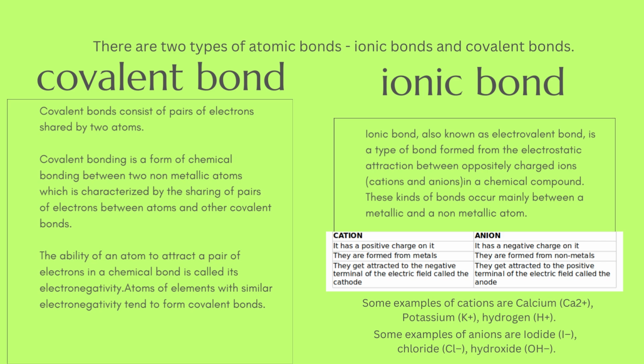Cation, it has a positive charge on it. They are formed from metals. They get attracted to the negative terminal of the electric field called the cathode. Anion, it has a negative charge on it. They get attracted to anode.